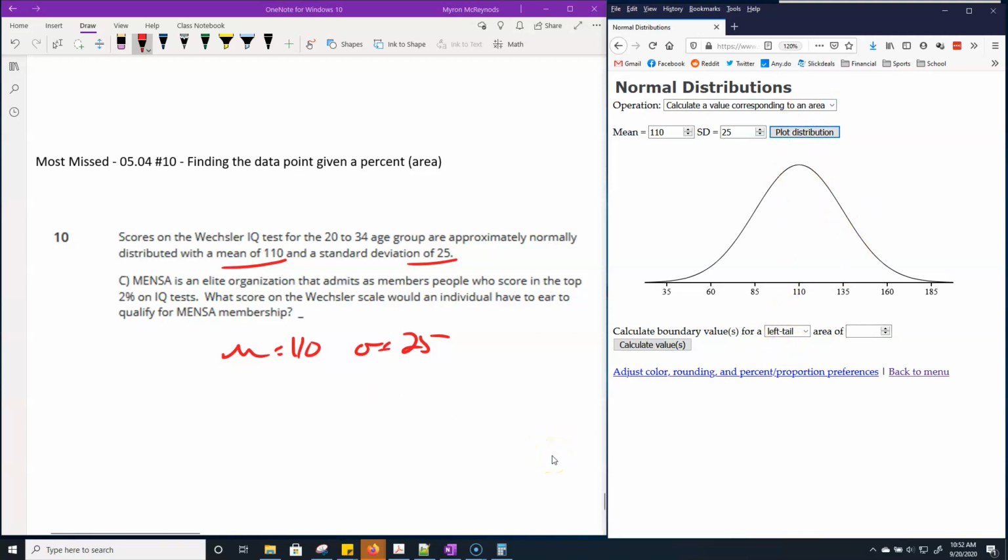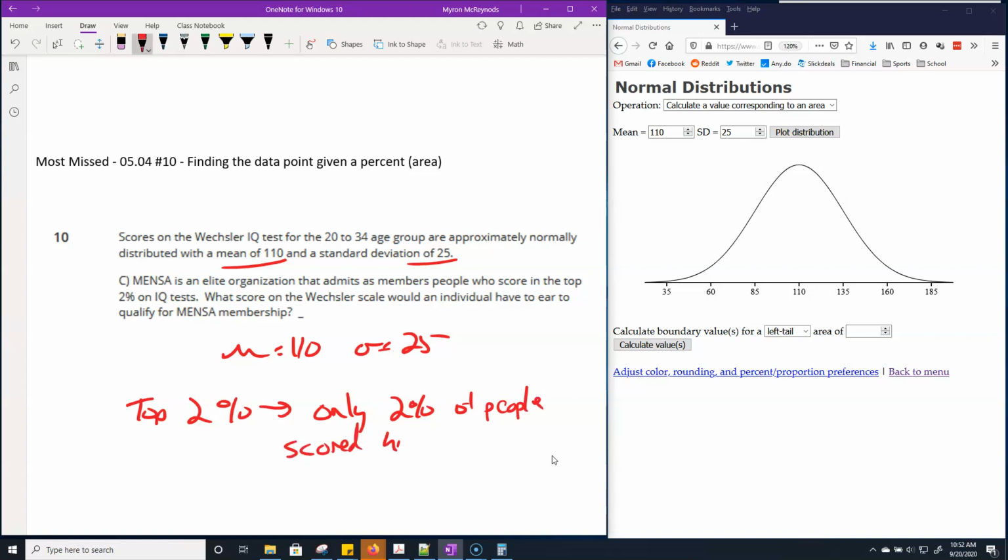Now, when they say top 2%, that means only 2% of people scored higher. So that's a really high score, right? Only 2% of people scored higher. So that would be right tail.